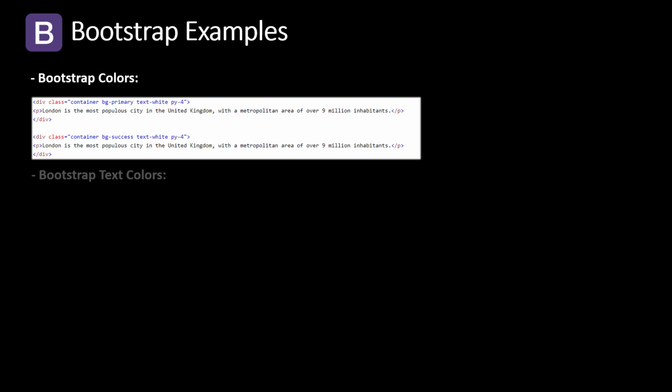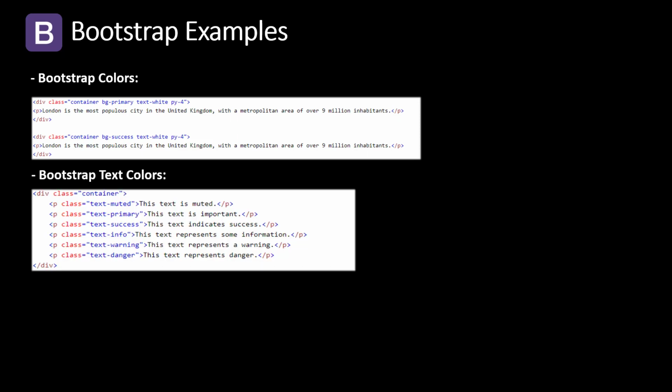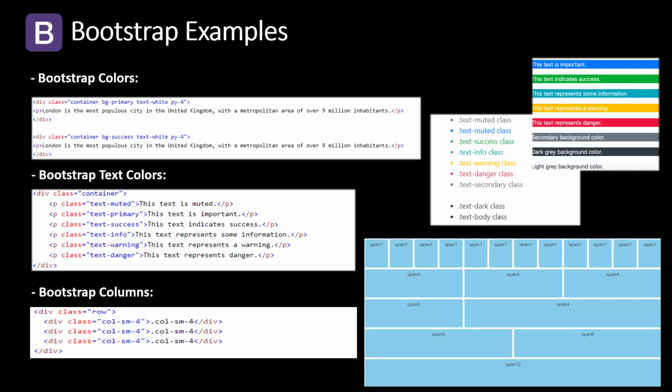Bootstrap examples: Bootstrap colors, Bootstrap text colors, and Bootstrap background colors. Here you can see we have different examples and their output. All you need is just adding a class to your element, and Bootstrap styles will be applied to it.